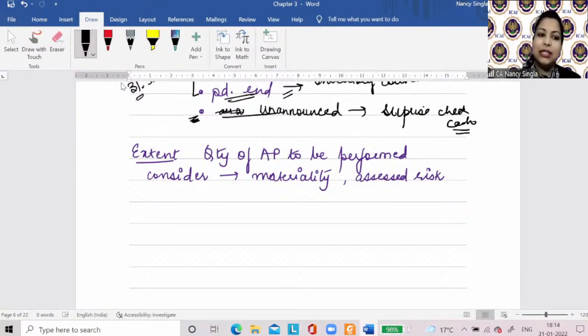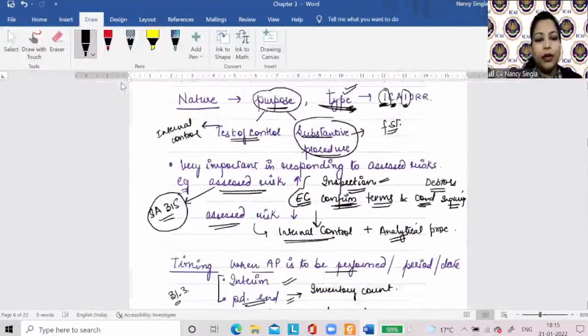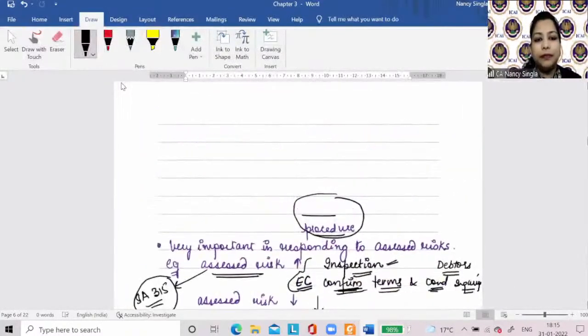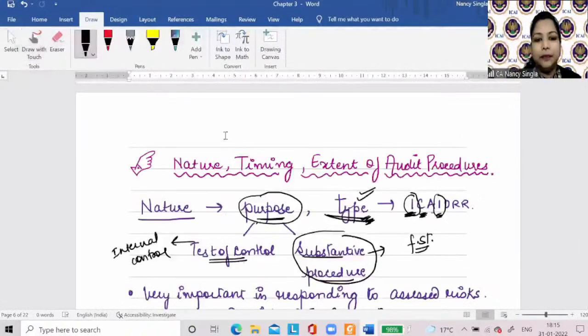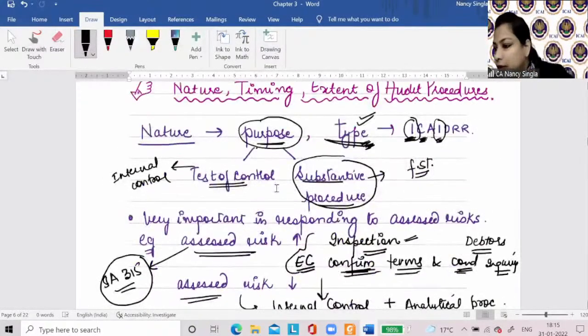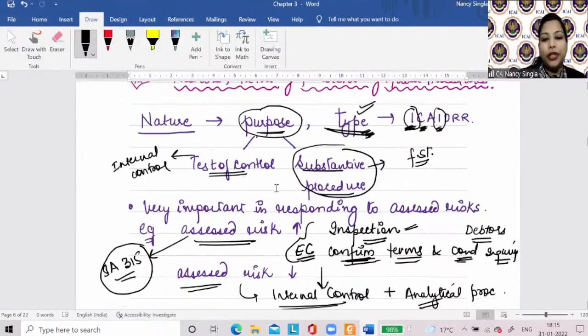Further, we'll be discussing all these elements in detail with respect to test of controls and substantive procedures. But as of now, tell me whether it is clear with respect to audit procedures. Is it clear? Charu, I'll take your query later on, as and when we do risk assessment procedures and further audit procedures. And Ria is saying, ma'am, very much clear. Good. So that was NTE of audit procedures.